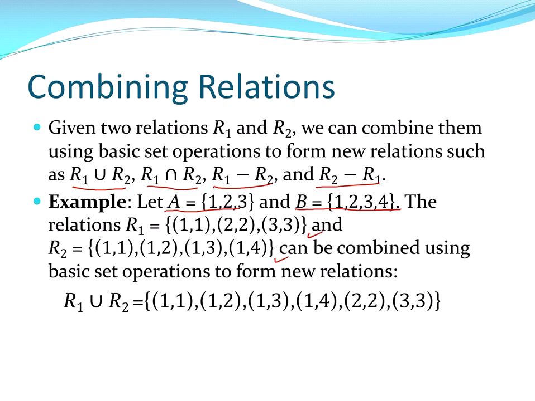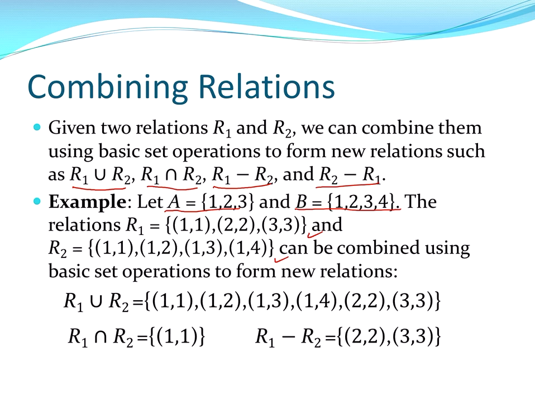I can take the union of them to create a new relation. So that'll be all the unique elements that are in either of them. The intersection, there's only a single element that is common to both. And the set differences in either direction creates new relations from A to B.